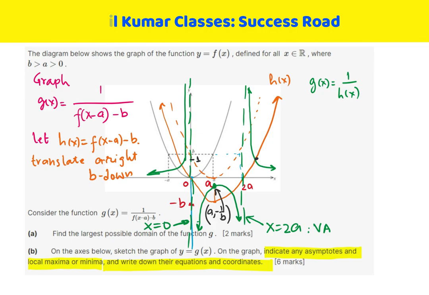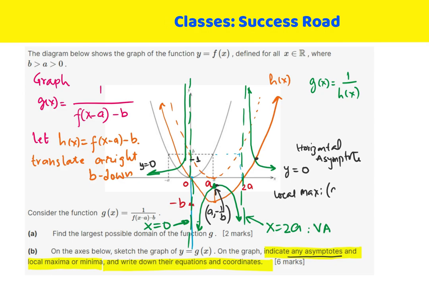right? So indicate any asymptotes. We have indicated both the vertical asymptotes, and there's one more here, which is y equals 0. Do you see that? So we have a horizontal asymptote. Many students might miss that, right? Both sides, correct? And local maximum or minimum. So we have a local maximum, right? At a, the value is minus 1 over b.